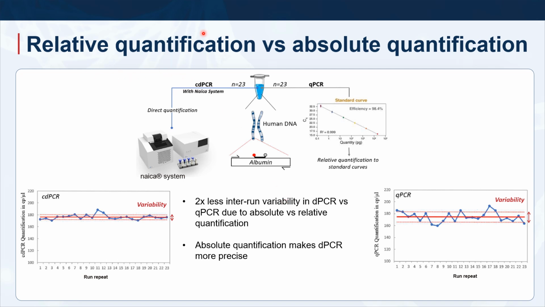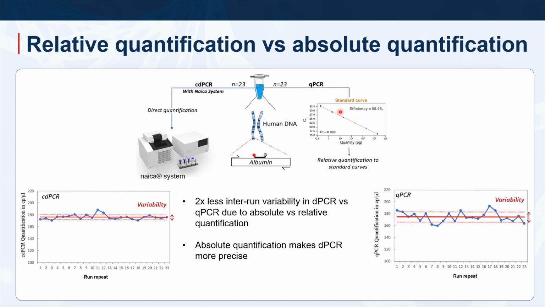If we look at why we compare Crystal Digital PCR versus qPCR, just look at the consistency of the absolute quantification that you have with the two technologies. Here we have an assay looking at the human albumin gene, and the same reaction repeated 23 times with qPCR and 23 times with Crystal Digital PCR.